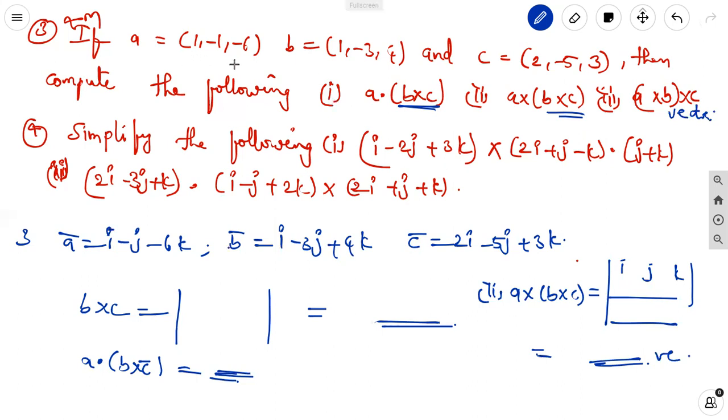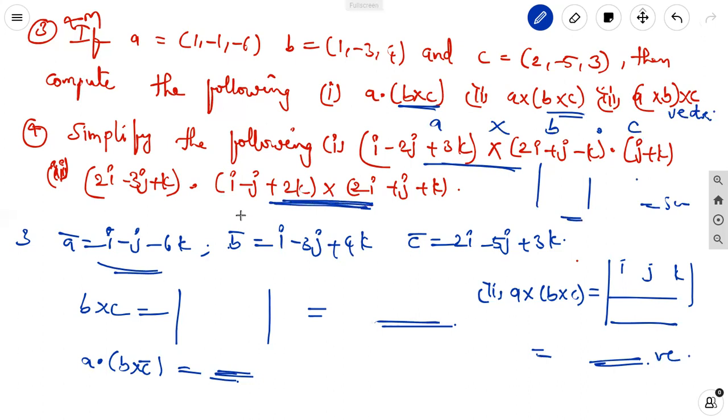Next, fourth one: simplify the following. Here they have given A, B, C as vectors in point form. We can write them as vectors, but in the fourth problem they didn't mention it. Here let it be A vector cross B vector dot C vector. First find the cross product between these two vectors with the determinant. We get a vector. Vector dot vector is a scalar here. Next, find the cross product of these two vectors, we get a vector. Vector dot vector again gives a scalar.